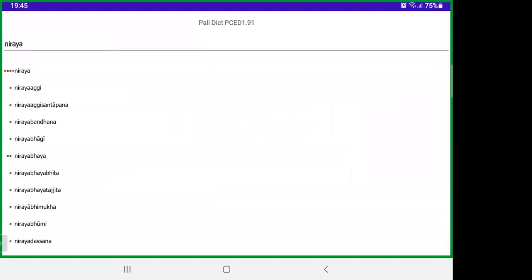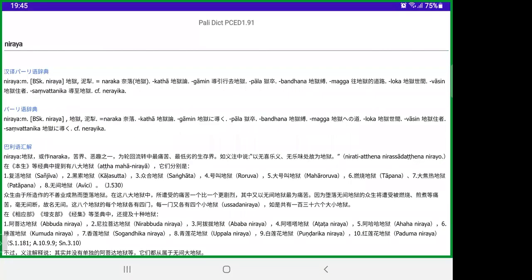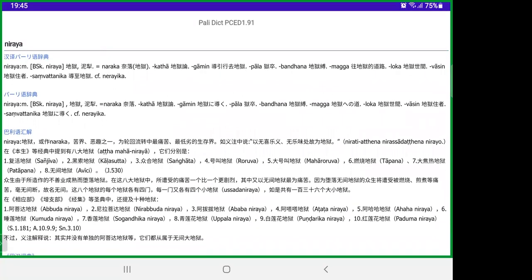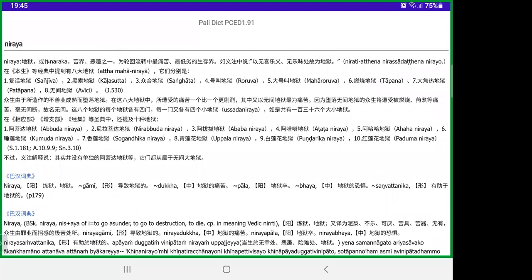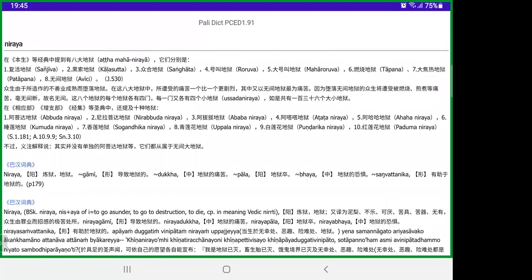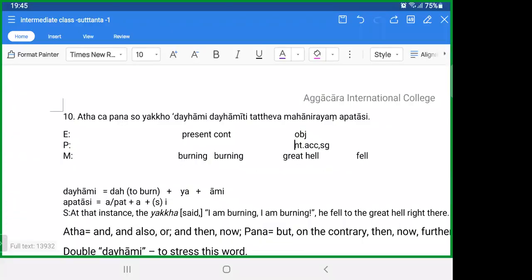Niraya is actually masculine, because I've seen nirayo a few times. When we see nirayo with the O sound, we know it's masculine. Right? So it's masculine. Anyway, you know it's the object here, object of the verb fell down. So it's a verb, past tense.